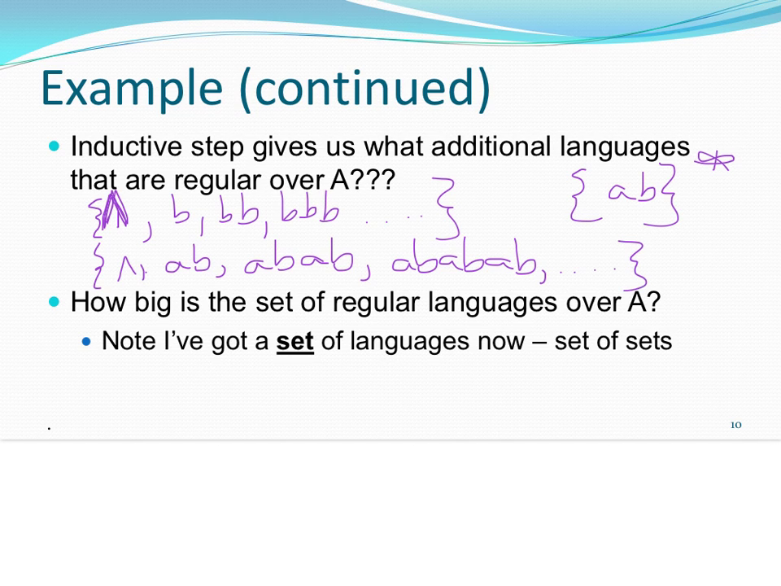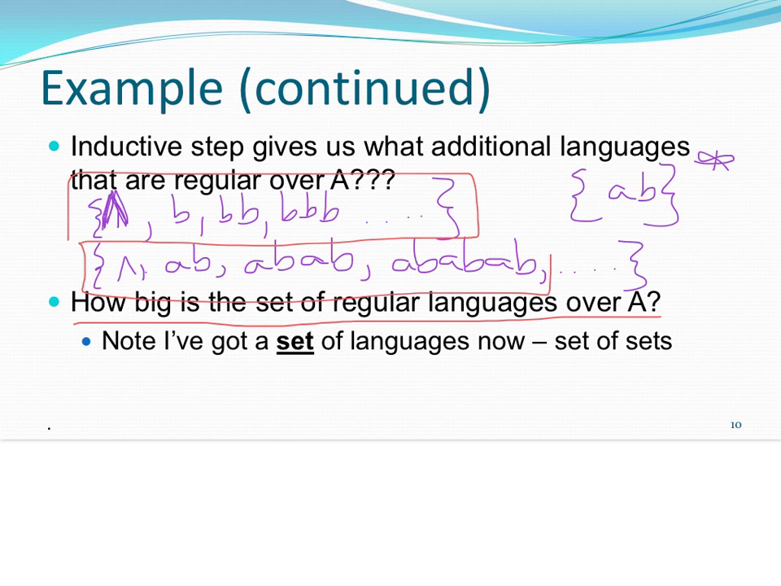So here I ask you a question. How big is the set of regular languages over A? And keep in mind, each language is a set, right? So here is one language, and that is a set. Here's another language, and that's a set. Here's another language that's a set, right? And I'm asking you, how many of these are there? How many languages are there that are regular languages over the alphabet A? And the answer is there's an infinite number of them, right? Because every time we have something, we can make something bigger using union and concatenation and star.